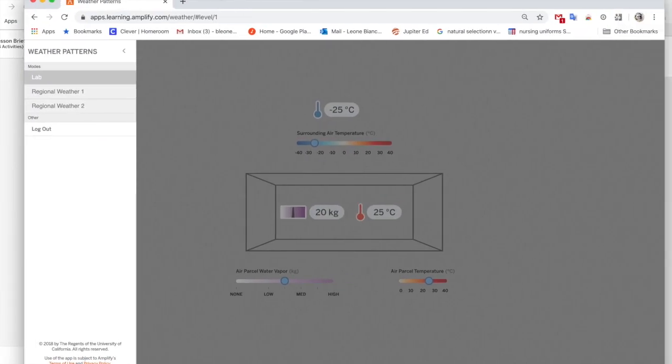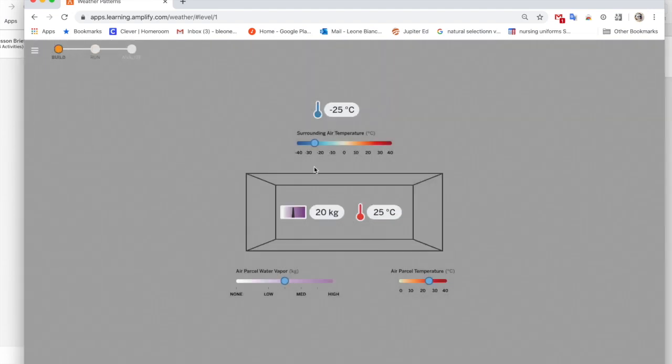I'm going to go into here and I'm going to change some of the settings. I'm going to change the air temperature on the outside to negative 20. Not yet, not quite. There we go, negative 20. And then the air parcel. So this area right here would be the air vapor that's coming up. So this is the temperature in the sky. Negative 20 is below freezing. It's in Celsius, keep that in mind.